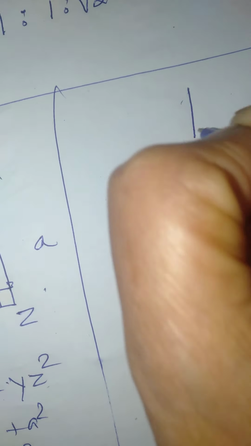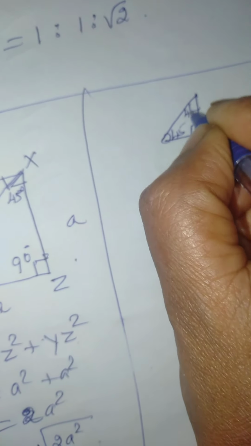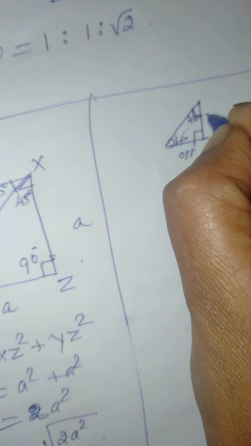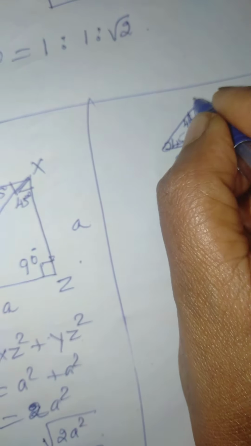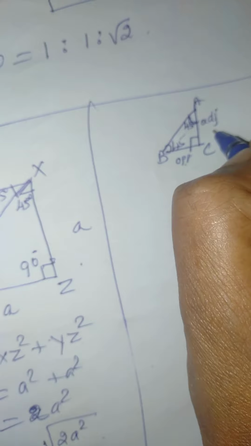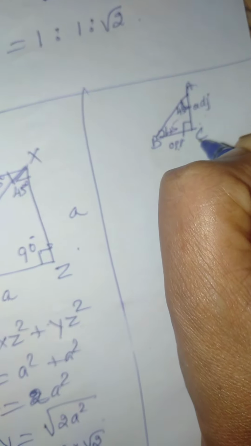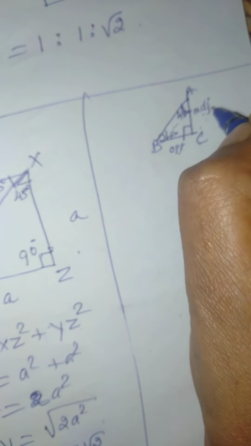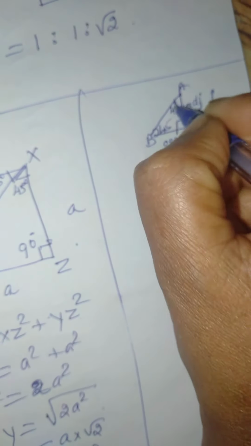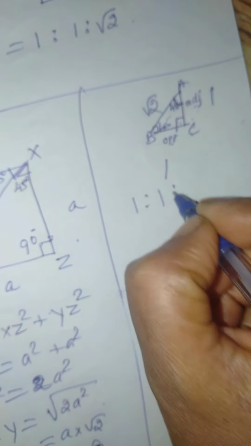Now consider this as a separate triangle, with 90 degree here, and this is 45 and this is 45. This is the opposite side for 45 and this is the adjacent side. Let me name this ABC. For angle A, opposite is BC and adjacent is AC. But for angle B, opposite is AC and adjacent is BC. So for both angles, adjacent and opposite are going to be equal. We have taken the ratios as opposite to 45 is 1, opposite to 45 is 1, opposite to 90 is root 2. The ratio is 1 is to 1 is to root 2.